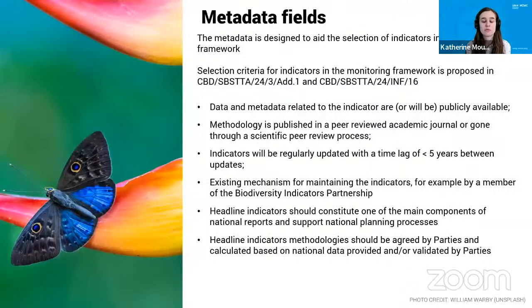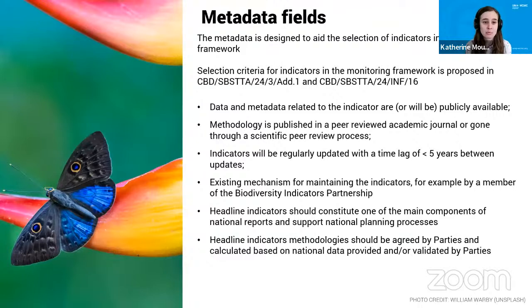So the purpose of this exercise was to generate as much information as possible to inform the process to develop the Global Post-2020 Global Biodiversity Framework and to aid the selection of the indicators in this framework. There is already a proposed selection criteria for indicators, and this was proposed in the two documents on your screen, SBSTTA 24.3 Addendum 1 and SBSTTA 24 Information Document 16.